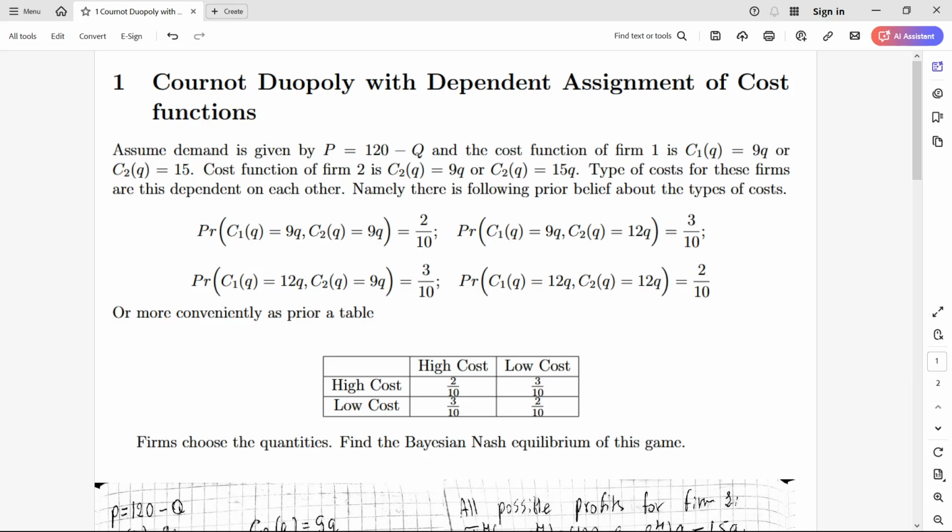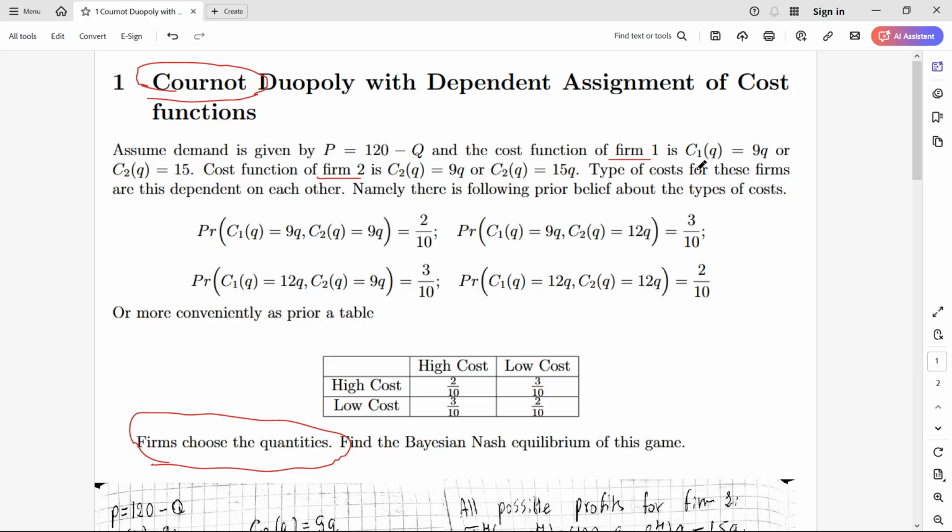Hello everyone, and today I will be covering problem set 7's or homework 7's first problem about Cournot duopoly. So in this problem, we have two firms. They compete with quantities, that's why it's called Cournot.